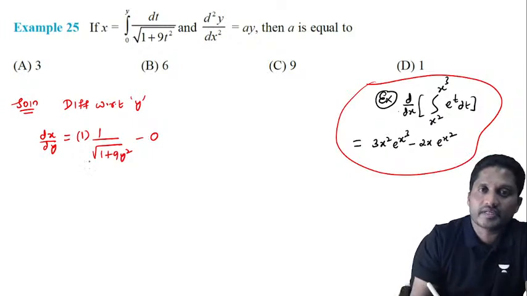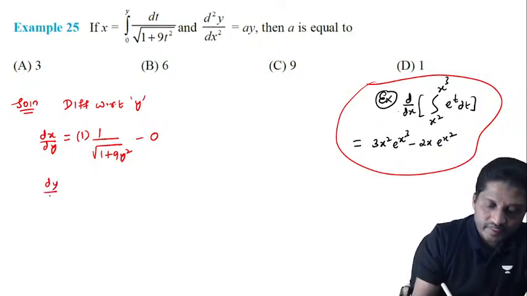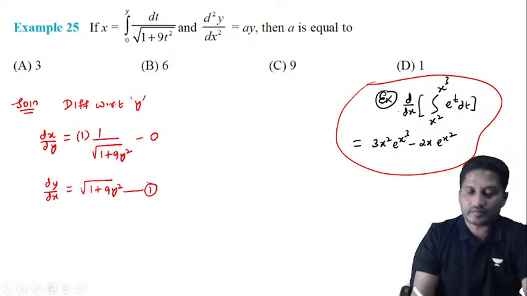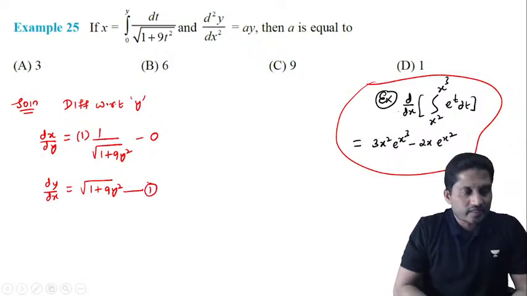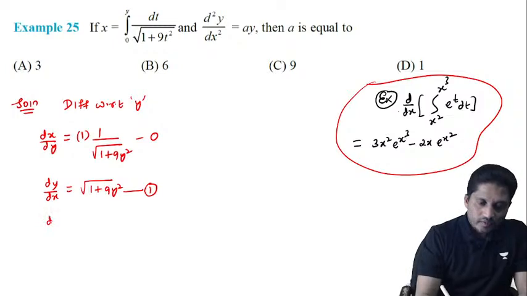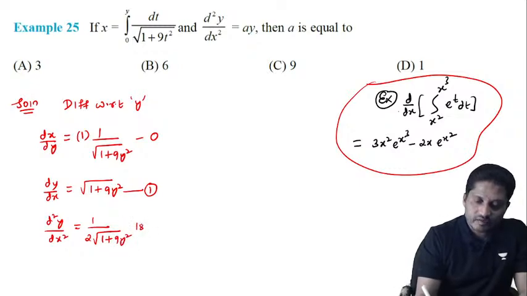This is dx by dy. So dy by dx is equal to root of 1 plus 9y square. Okay, let's call this as equation 1. Now if I differentiate once again, d square y by dx square will be equal to 1 by 2 root of 1 plus 9y square. Differentiation of 9y square is equal to 18y into dy by dx.